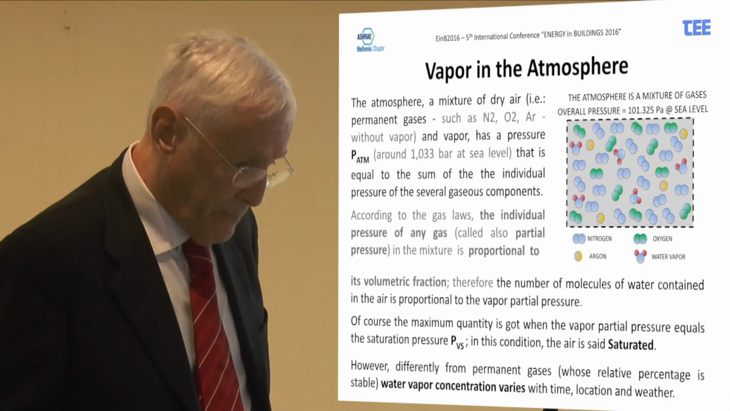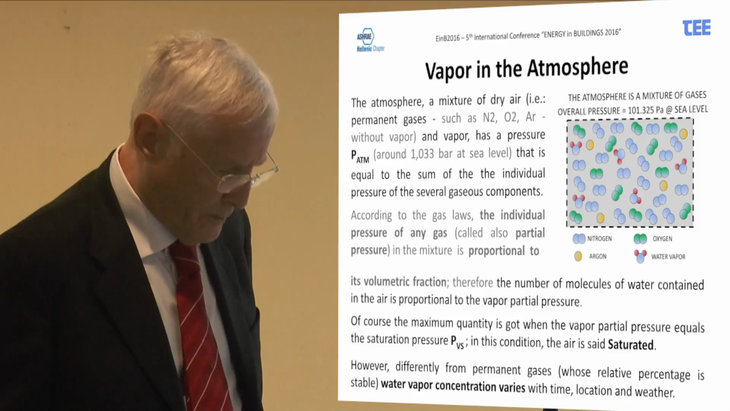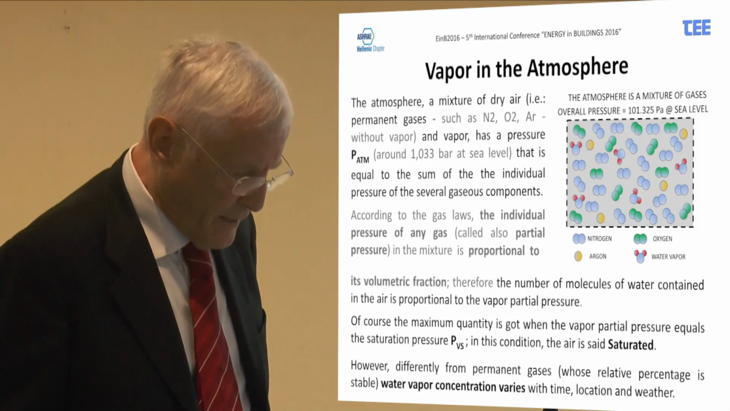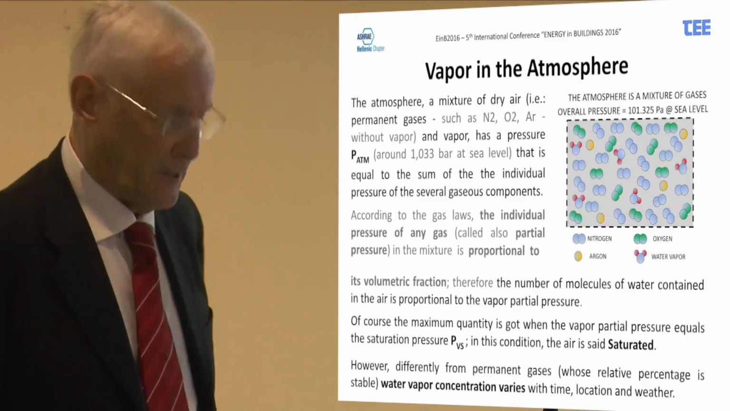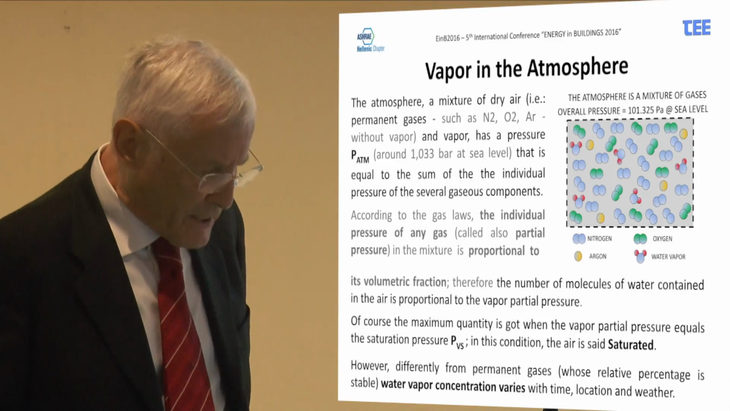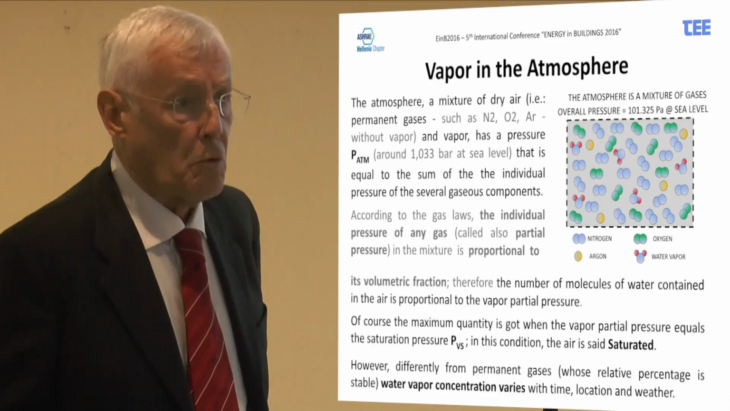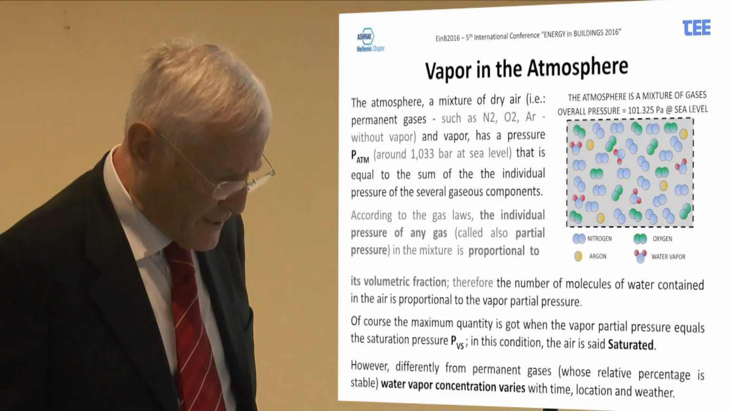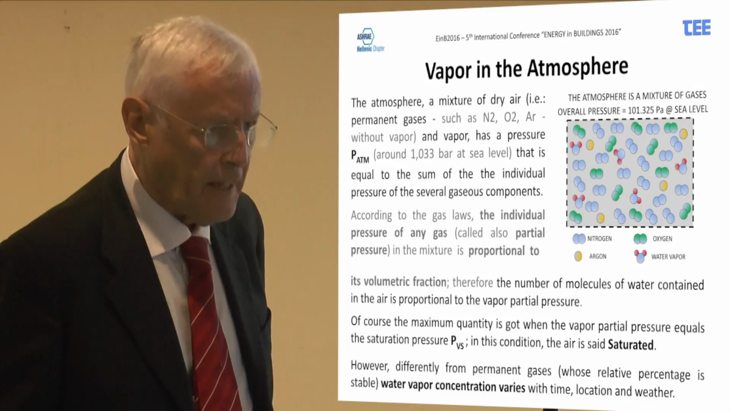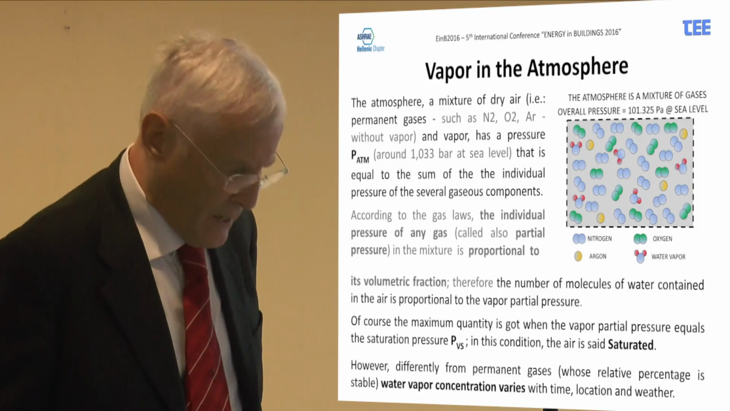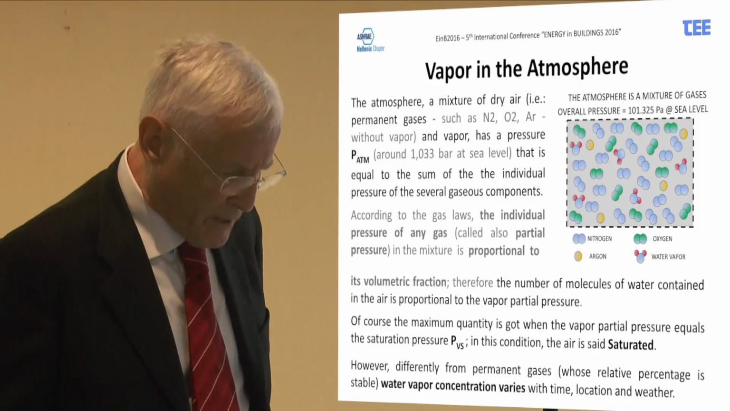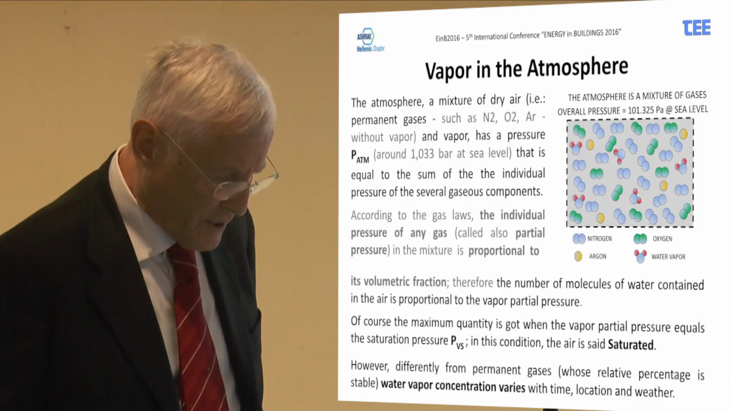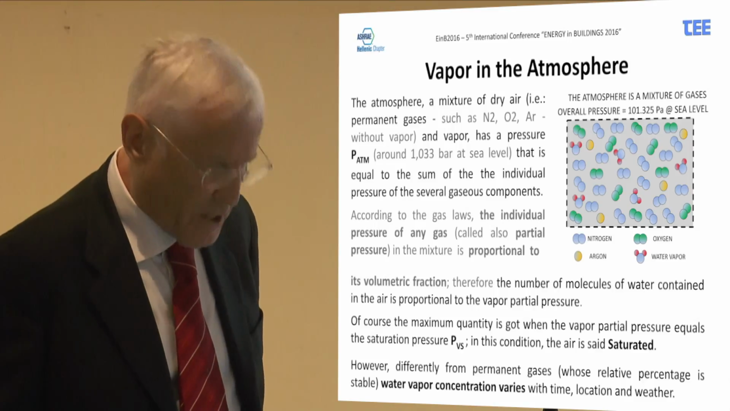Any gas has a pressure, which is called partial pressure, and the number of molecules of water contained in the air is proportional to the vapor partial pressure. Of course, the maximum quantity of water in the air is reached when the vapor partial pressure equals the saturation pressure. In this condition, the air is said to be saturated. However, differently from permanent gases, whose relative percentage is stable, water vapor concentration varies with time, location, and weather.